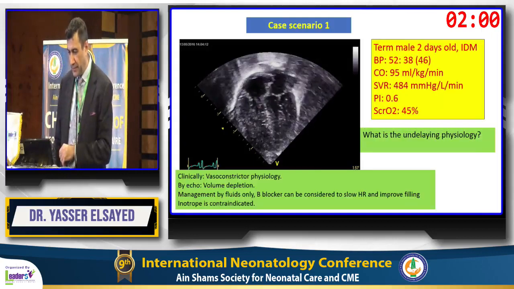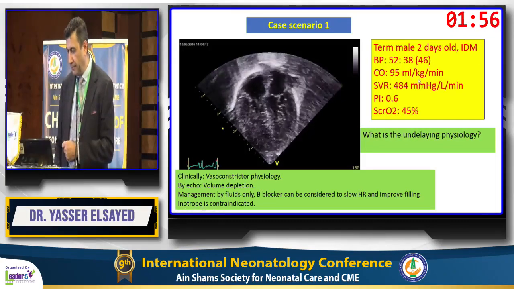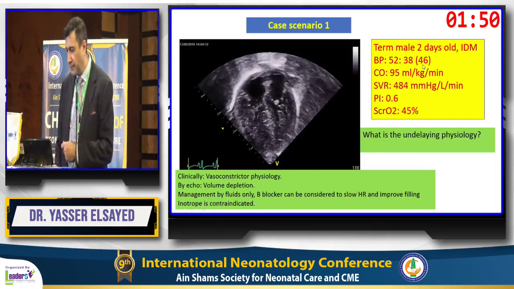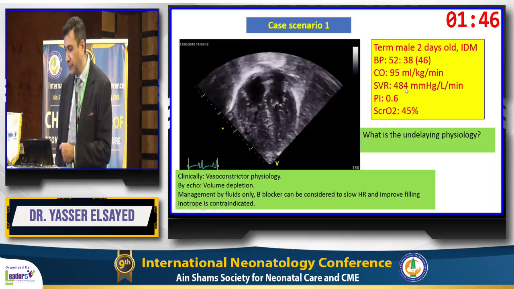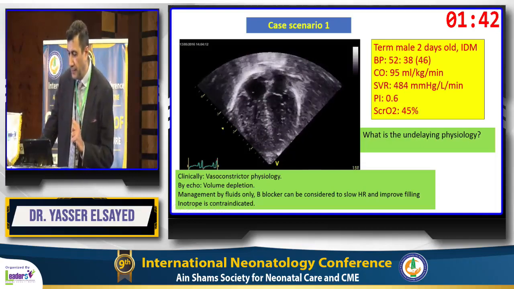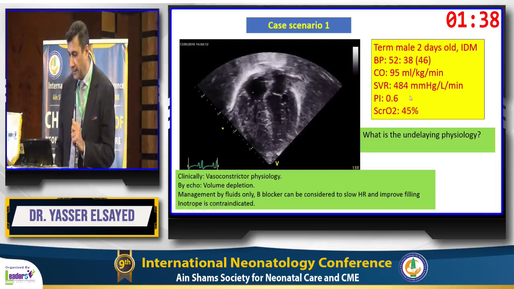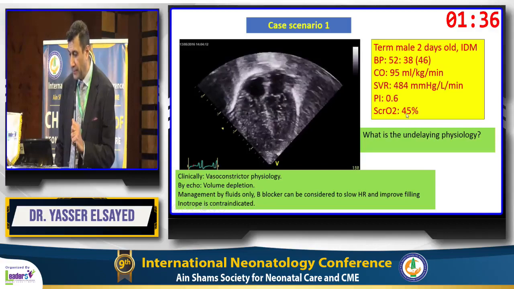One of the case scenarios here: you have an IDM infant with a hypertrophic heart, and the blood pressure is 52 over 38 with a mean of 46, and the calculated systemic vascular resistance is 484. That's very high. Vascular resistance should not exceed 200 mmHg per kg per liter per minute. And then the cerebral saturation by the nurse was very low.